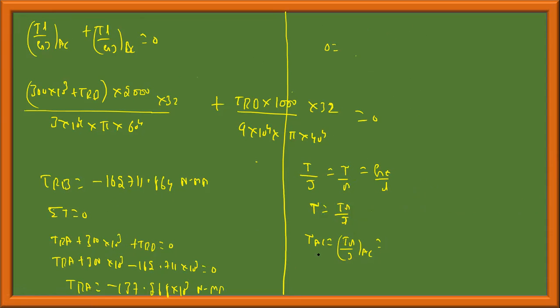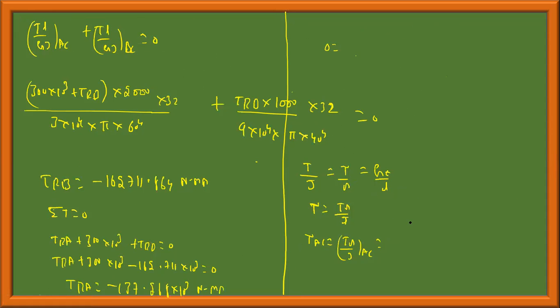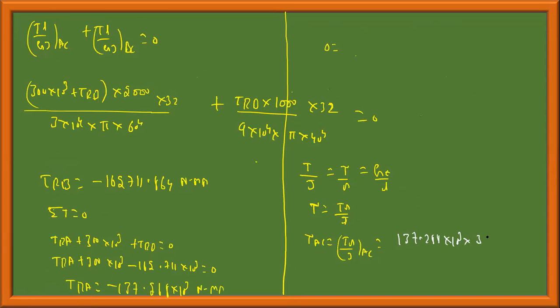Tau AC is equal to TAC. TAC, how much you got? 137.288 into 10 power 3. Radius of shaft AC is how much has given? Dia 60, into 30 by J, pi into 60 power 4 into 32. Can you tell me this? Tau BC is equal to T by R by J of BC, which is equal to TBC.